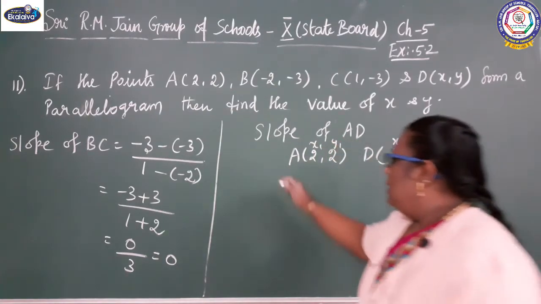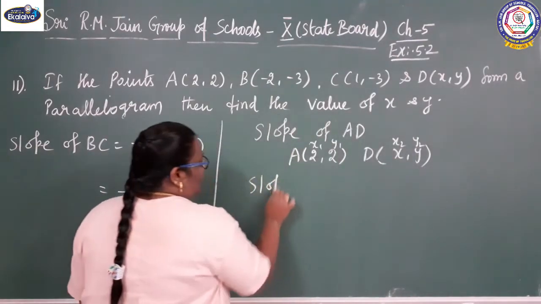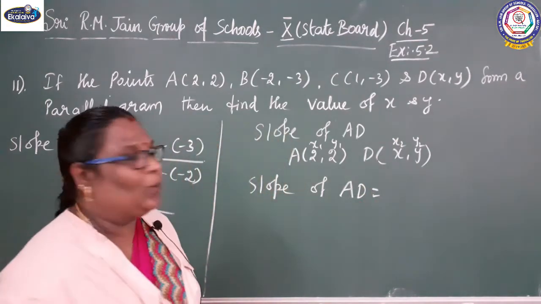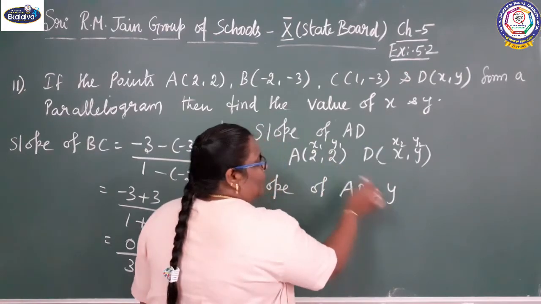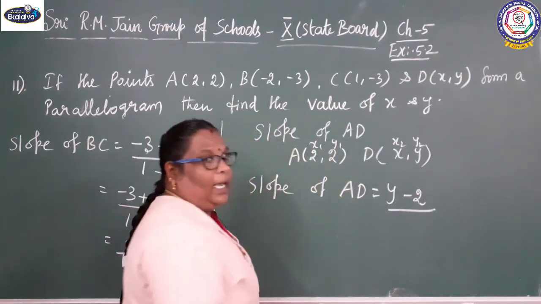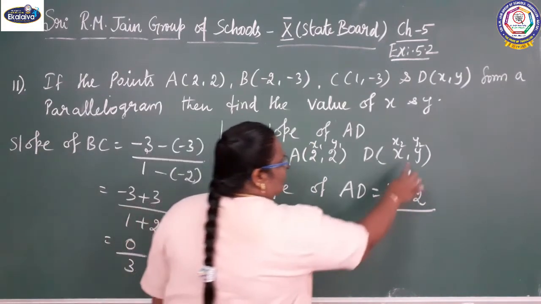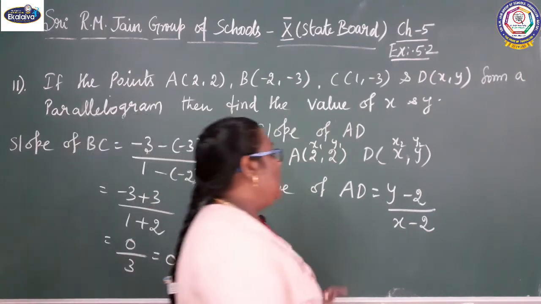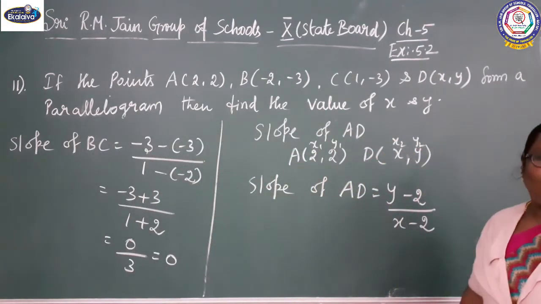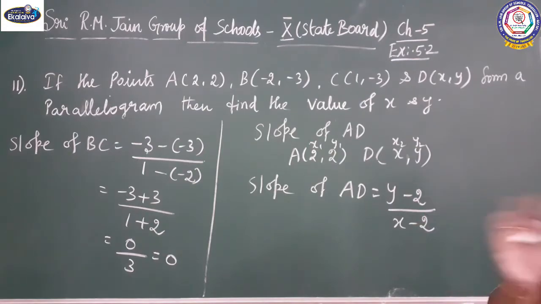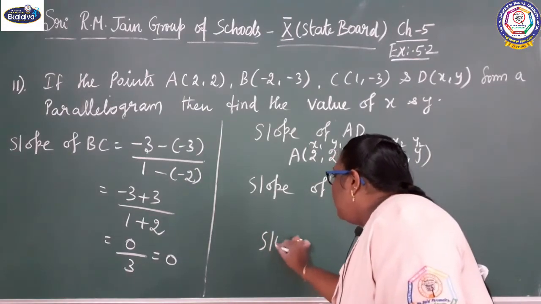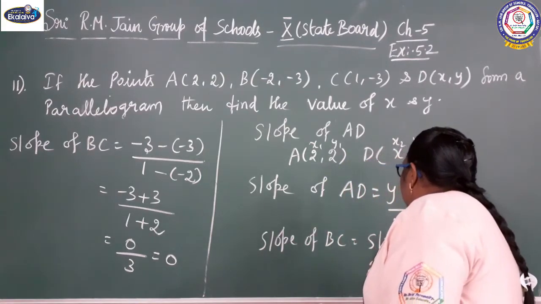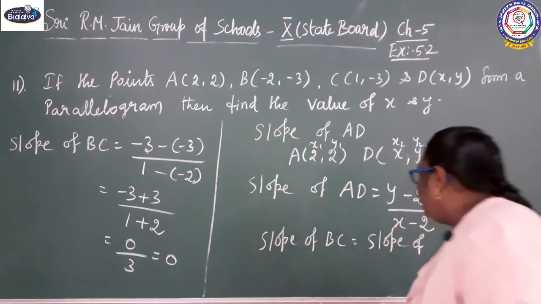Slope of AD equal to y2 minus y1 by x2 minus x1. Y2 value is y, minus y1 is 2, by x2 minus x1. x2 is x, so x minus 2. So you know very well, slope of BC equal to slope of AD because it is a parallelogram. Opposite sides are parallel. So slope of BC equal to slope of AD.